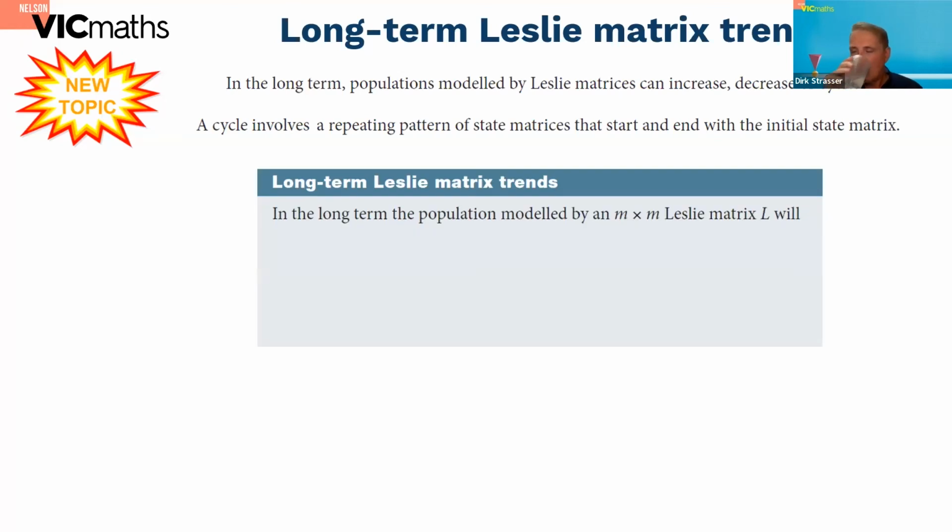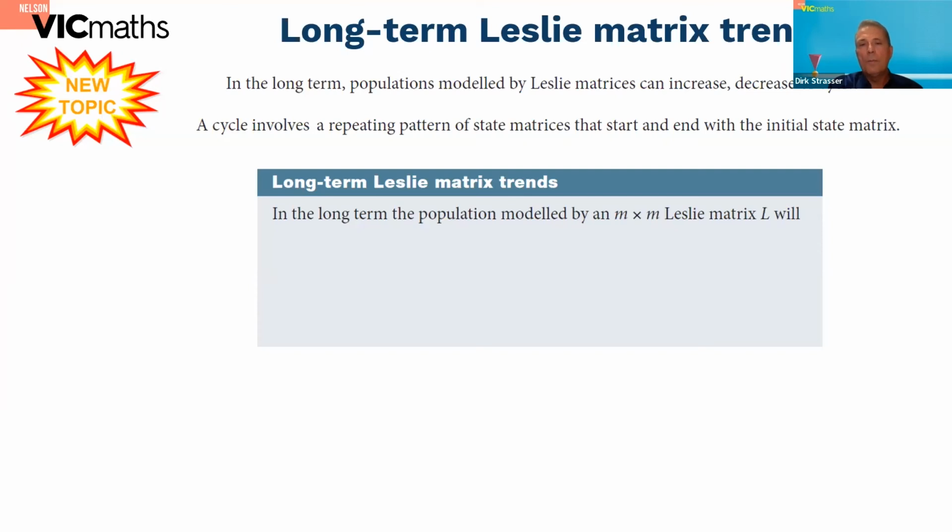Okay. This is trying to explain how you can work out what's going to happen by looking at the matrix. Which one of those three options?